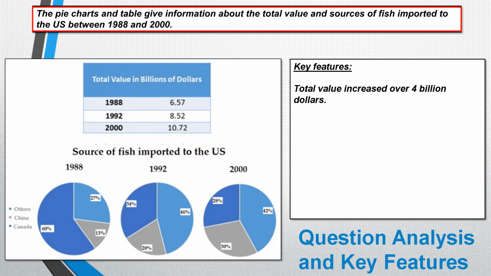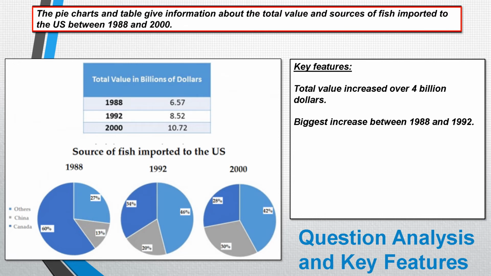We can also see that the biggest increase occurred between 1988 and 1992. So it's a $2 billion increase in those 4 years. The next 2 billion is over an 8-year time period. So that's quite significant. The pace of growth was higher between 88 and 92. So that's a key feature as well. Turning to the pie charts now then.